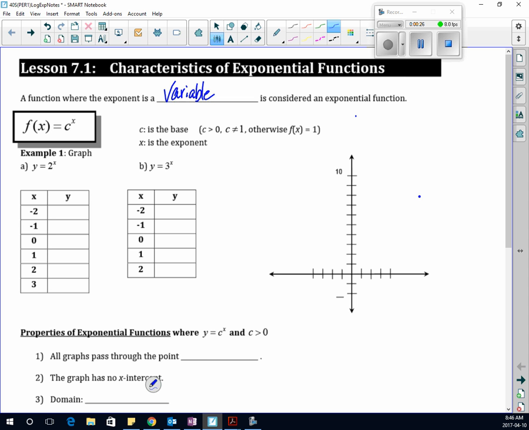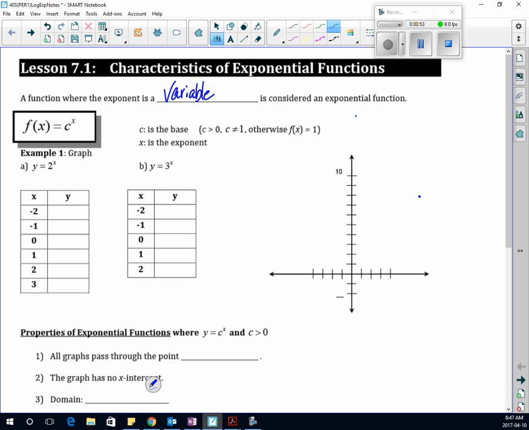So c is the base. C has to be greater than 0, and it can't be 1. If c was 1, then I would get f of x, which is just a fancy name for y, is equal to 1 to the power whatever. Well, what's 1 to the power whatever? 1, it's always 1. So basically, I'd be graphing a constant function, right, a horizontal line. So that's why c can never equal 1.